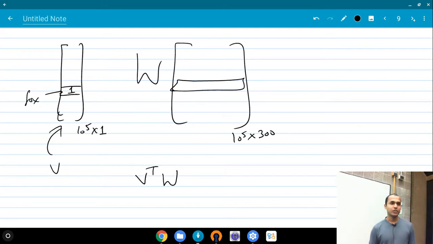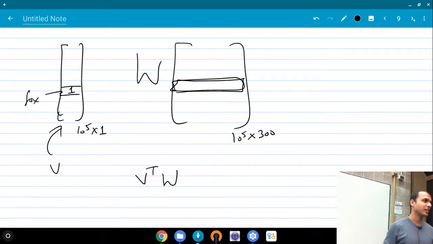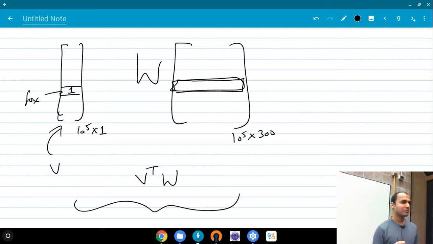So if I do V transpose W, I'll actually just pick that entry of that matrix which corresponds to fox. This is just a way to say, if you want to do lookup tables as a matrix multiplication, you can think of the vectors multiplying as these 1-hot vectors, and the matrix as a matrix, and then essentially dictionary lookup is essentially the same as matrix multiplication. That's all.